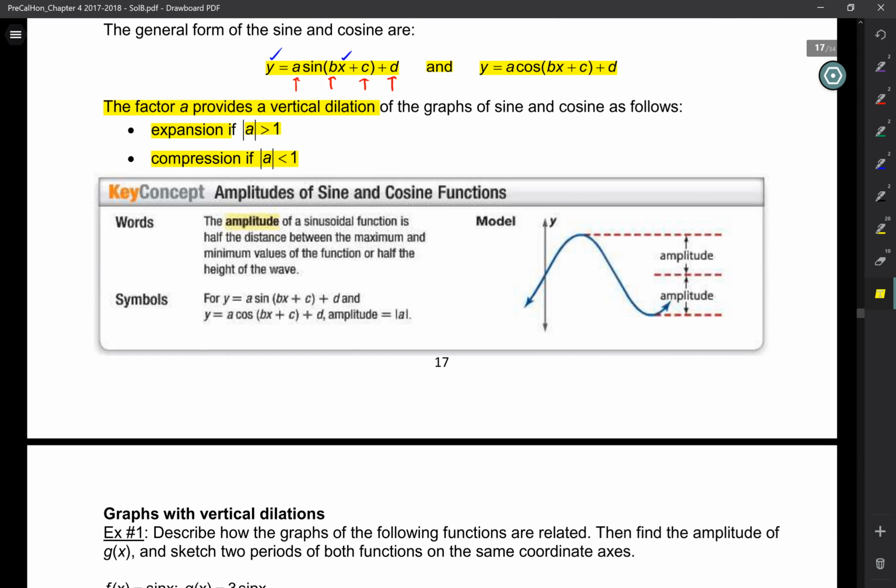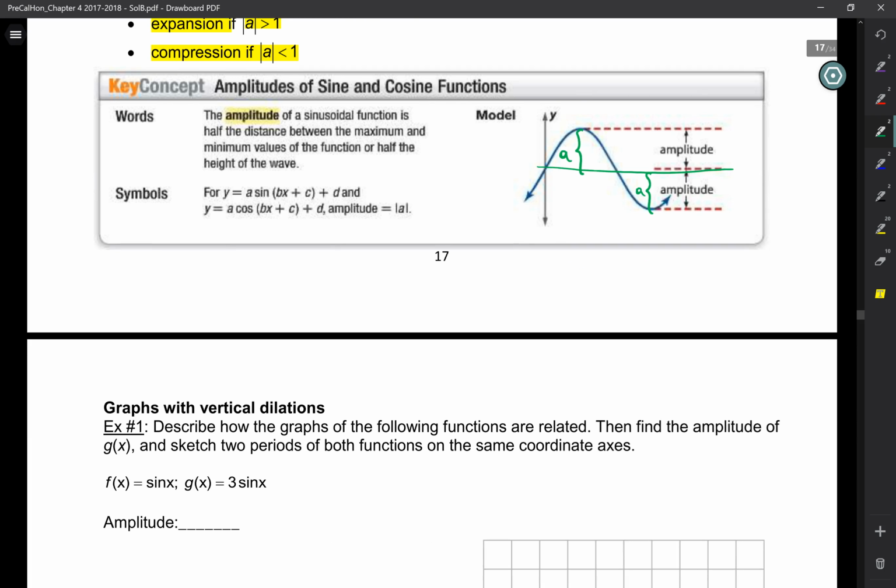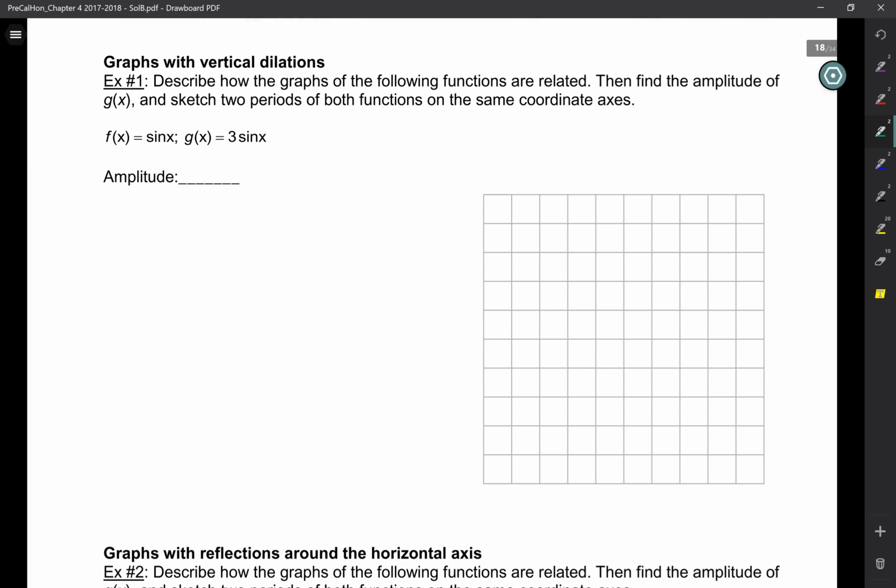Another word for what a does is it corrects the amplitude, right? And amplitude is the height of the wave. How do we measure amplitude? We slice the wave horizontally through the middle, right down the middle. And the distance from the middle to a peak is the amplitude. It's the same distance from the center to the valley. That's a. So how much is it from peak to valley? 2a. And it's the absolute value of a. All right? Okay, so let's graph our very first sine function.